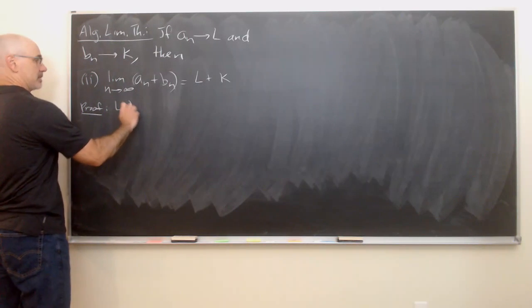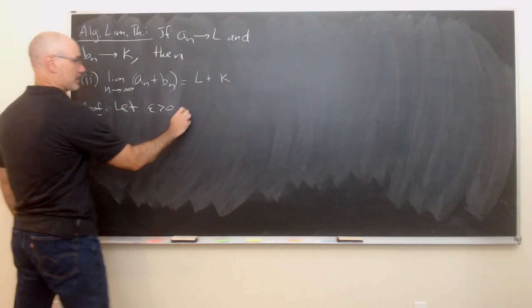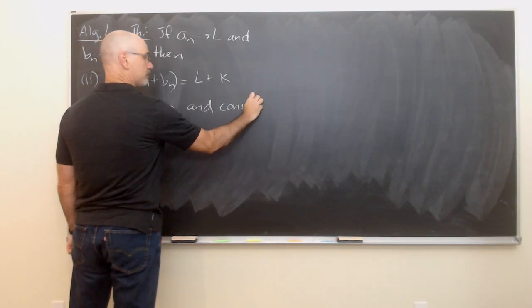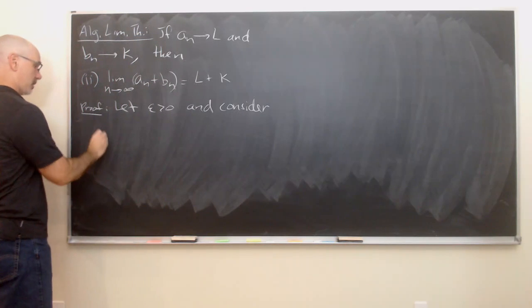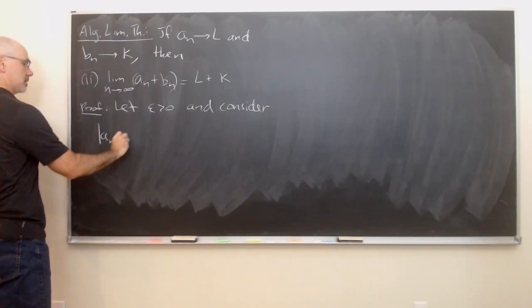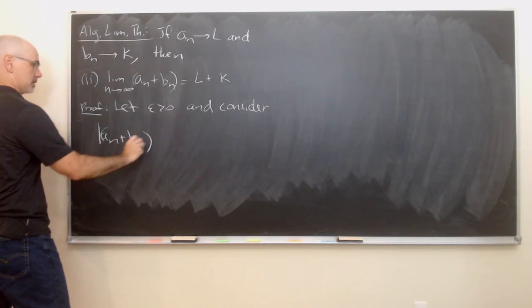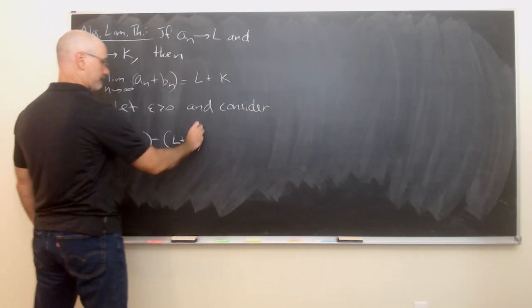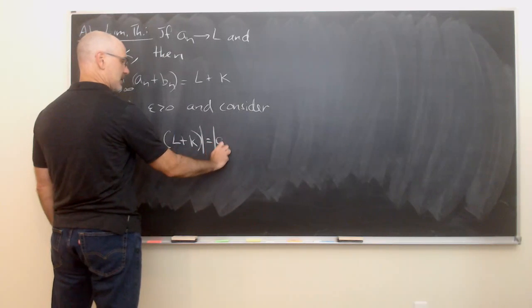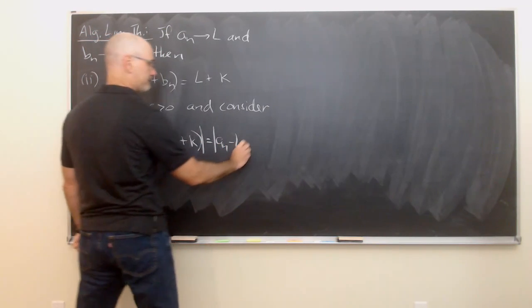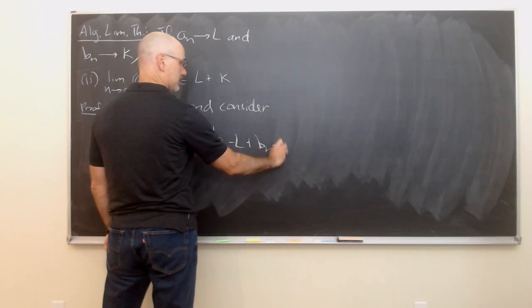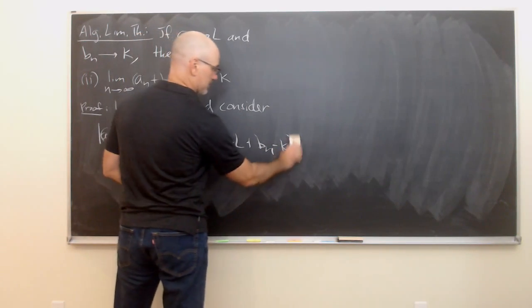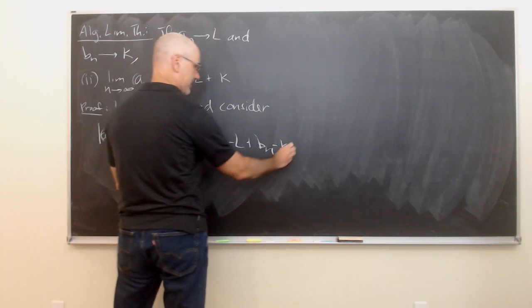So this looks a lot like the previous part as far as the setup of the proof. Let's let epsilon be bigger than 0 and consider the thing we want to be small. So that's |a_n + b_n - (L + k)|. And that's the same as |(a_n - L) + (b_n - k)|. And that's a little more like a parenthesis than an absolute value, so there we go.